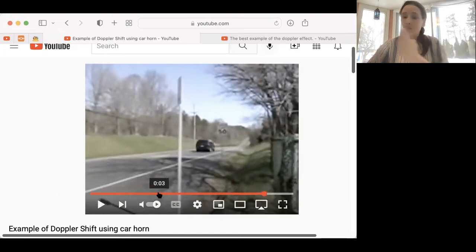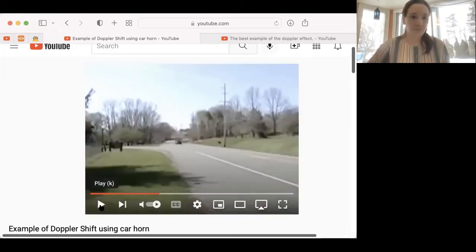Again, we can hear that just as it passes you, you hear that shift in the frequency from a high frequency, the observed high frequency as it approaches you, to the low frequency as it's going away. If you were in the car, you would hear something in between, where the real frequency that it's being emitted is actually something different.